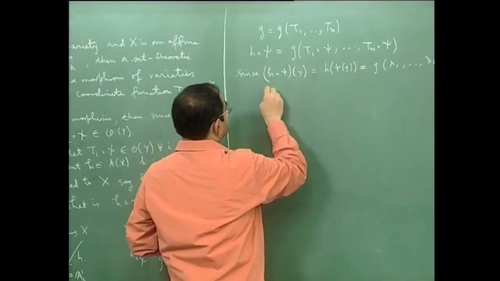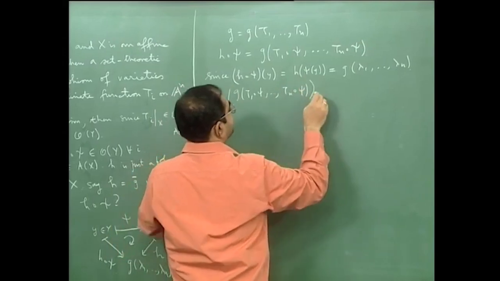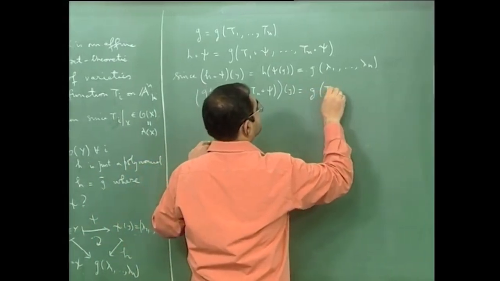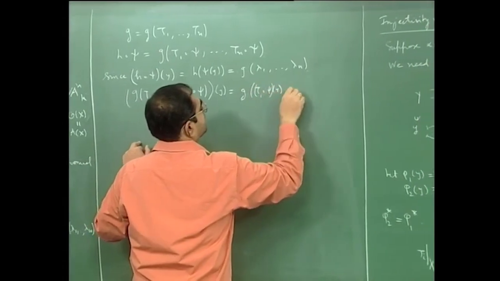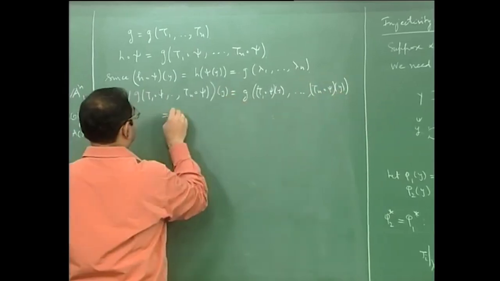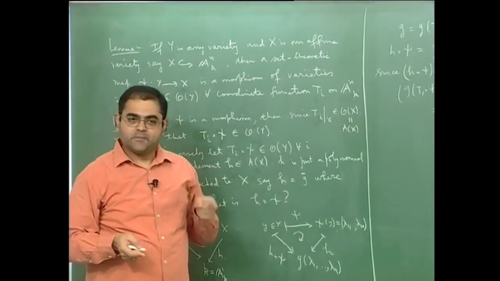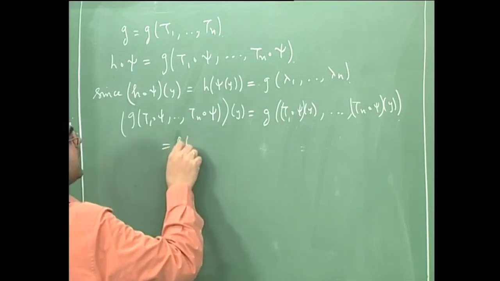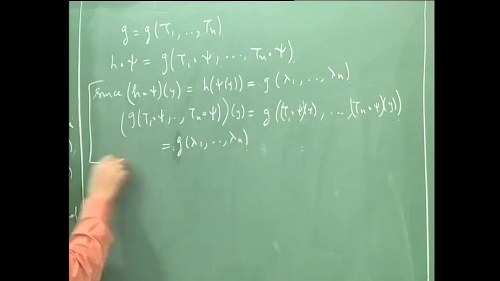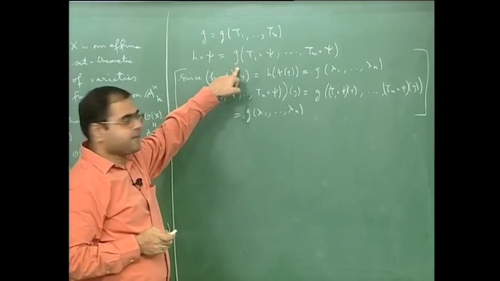And you will also see that G of T1 circle psi etc Tn circle psi evaluated at the point Y, is just evaluating G on T1 circle psi of Y comma dot dot dot Tn circle psi of Y. But then psi of Y is the point lambda 1 through lambda n, and if I apply Ti to that, I will get lambda i. So I will simply get G of lambda 1 etc lambda n, okay. So this calculation tells you that H circle psi is just a polynomial in the Ti circle psi.